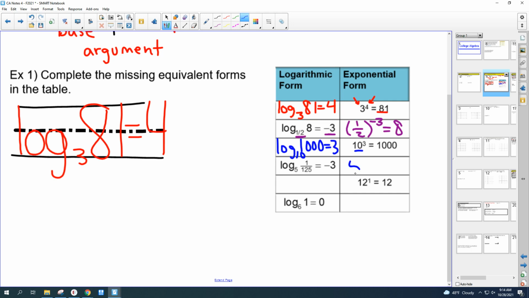Next one, there's a base 5, and a logarithm equals the exponent, so that means negative 3 is the exponent, and 5 to the negative 3rd equals 1 over 125. It's just the same thing over and over. You've got a base, you've got an exponent. Oops, what am I doing? Let's start over here. You've got a base, so this is going to be log base 12. You've got an exponent, so that's what it equals. And the other 12 is the argument. Log base 12 of 12 equals 1.